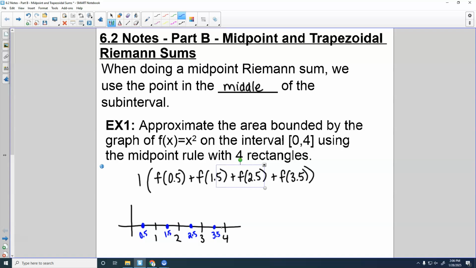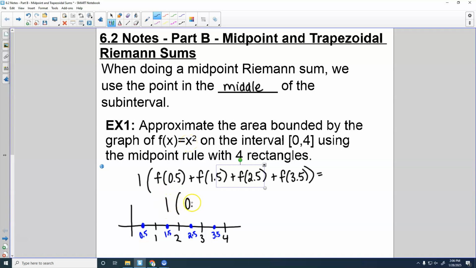And we're going to use the calculator. This is not a terrible one to do by hand. It's just we're going to move on. If we wanted to do it by hand, I'll at least show you what you would do. If you want to do it by hand, f is x squared, right? So you would just plug 0.5 into x squared. So it would look like this.